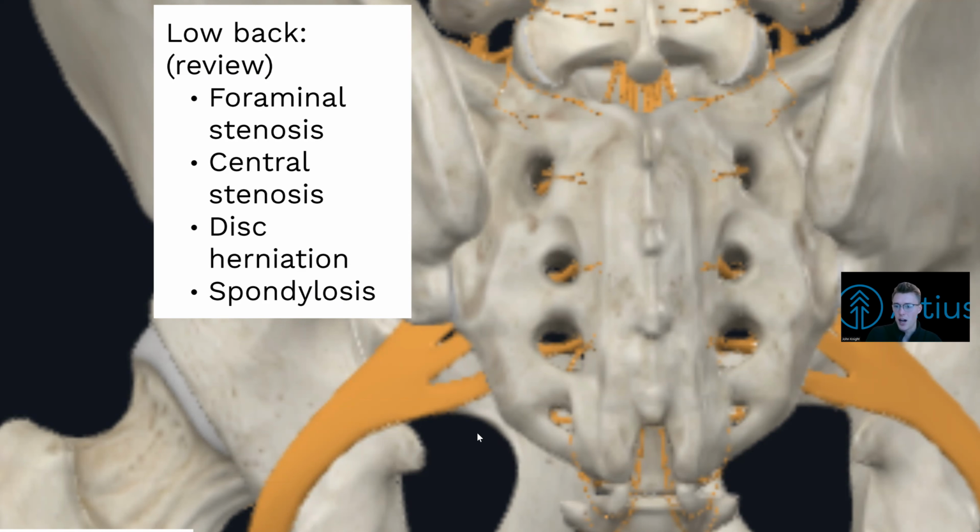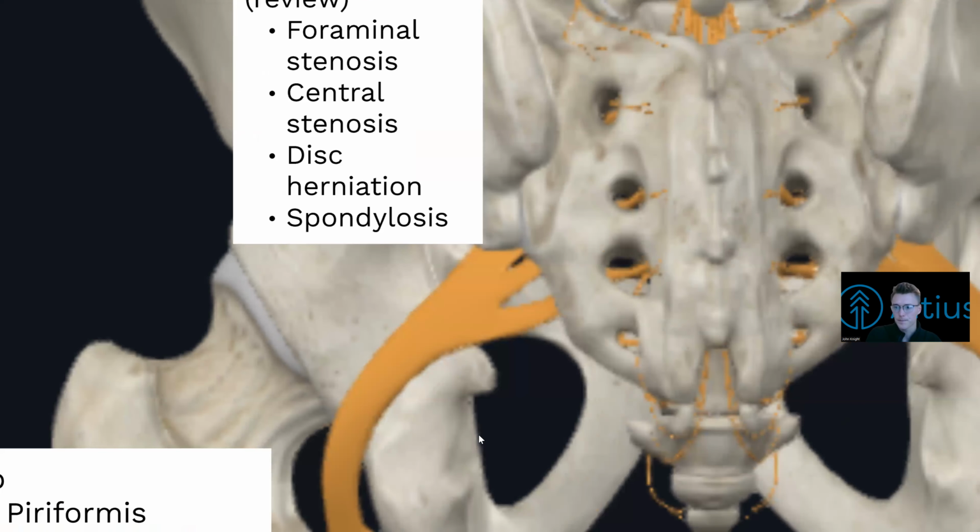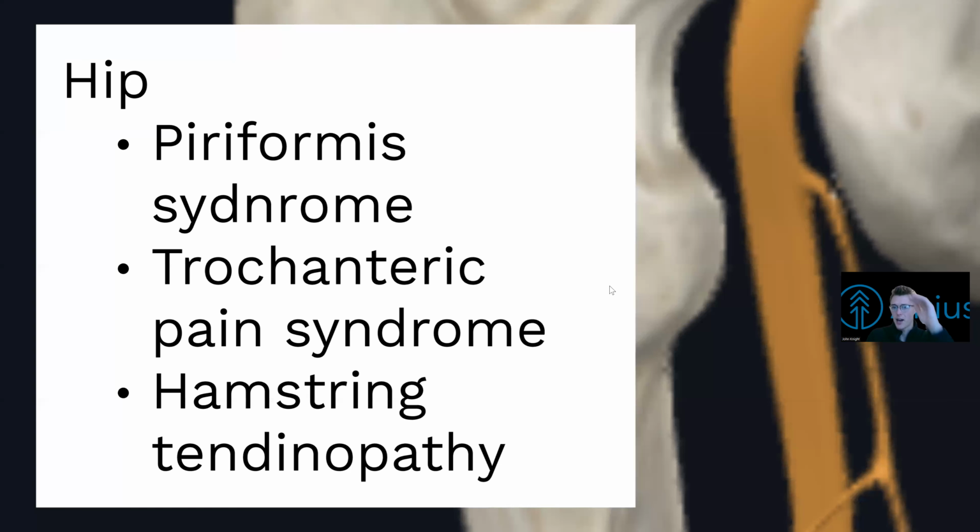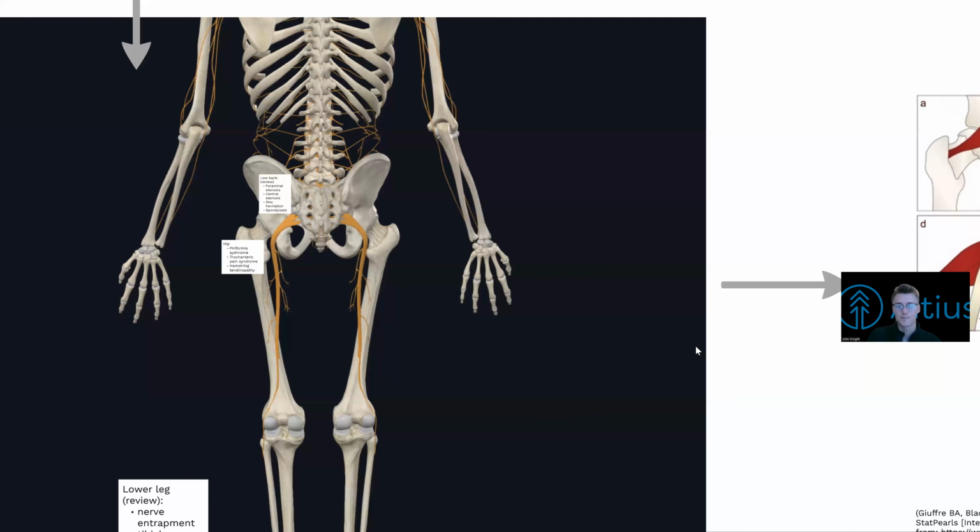Okay, so we're going to move on more into the hips now. So again, now we're going down the chain. So we talked about the low back. Now we're going to talk about the hips. Some things that I consider before I diagnose somebody with sciatica is looking to see if they have piriformis syndrome, trochanteric pain syndrome, or sometimes hamstring tendinopathy. So let's talk about that.